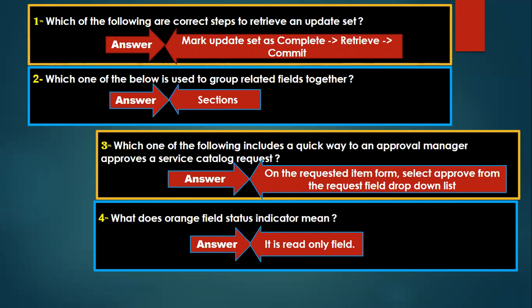Question number 3. Which one of the following includes a quick way for an approval manager to approve a service catalog request? Answer: on the requested item form, select approve from the request field drop down list. Pretty much straightforward. Question number 4. What does the orange field status indicator mean? Pretty simple. It is a read only field. Moving toward the next slide.